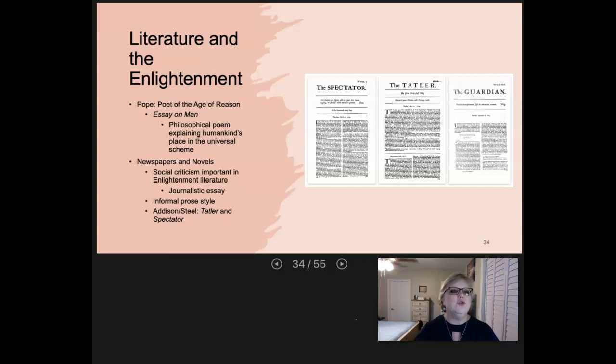Newspapers would have a social criticism that was important in Enlightenment literature. Journalistic essay became a big genre, a big part of literature. And so you had some famous newspapers that would publish these journalistic essays: The Spectator, The Tatler, The Guardian. There was an informal prose style that was used so that it would appeal to a wider audience of readers.